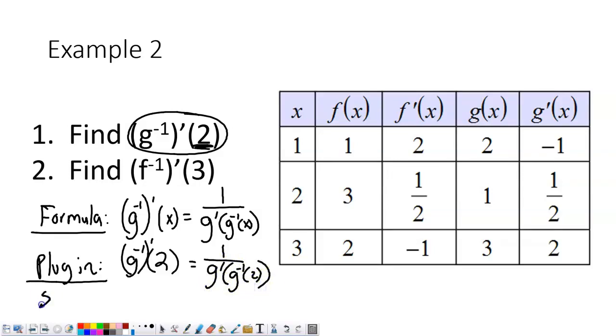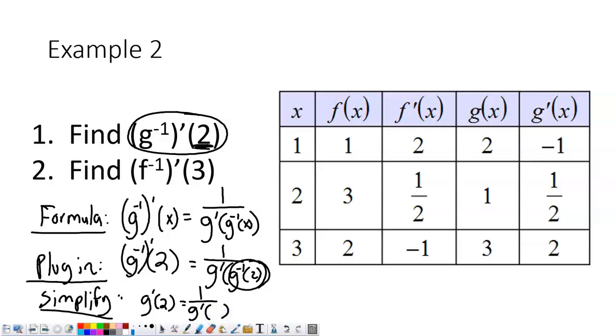Okay, now we get to simplify. So here we go. The first thing you're going to simplify is this. What is g inverse of 2? Ponder that for a moment. What is g inverse of 2?